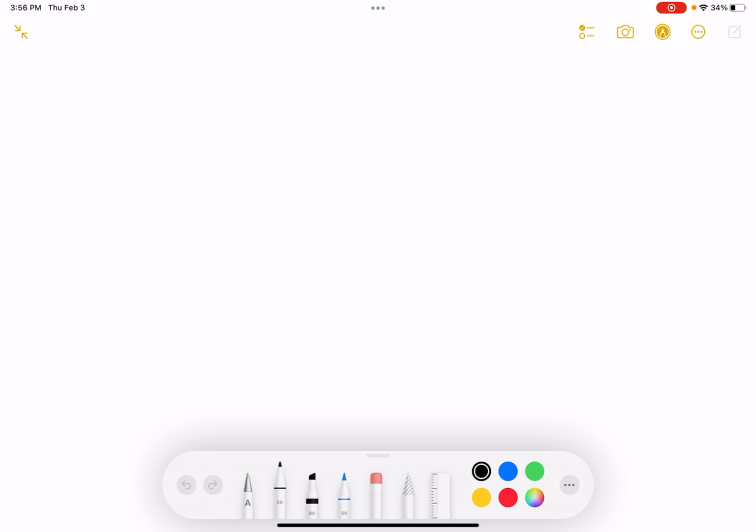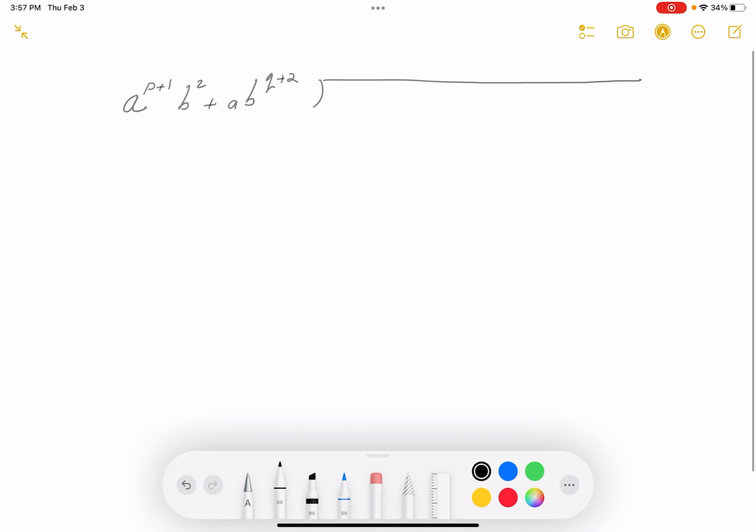So I think we're on number 3, and I'll write down what they want me to do. I'm dividing something by something, so I'm going to put my long division algorithm down. So it's a to the p plus 1, and I'll be very careful to write this down. And then it looks like b squared plus a, b, and that's going to be q plus 2, right? And we have an answer key to look at, and that's good for me. I like having an answer key. So let's see if we can do that.